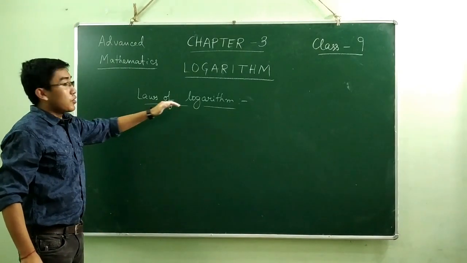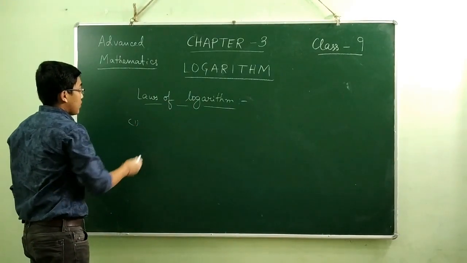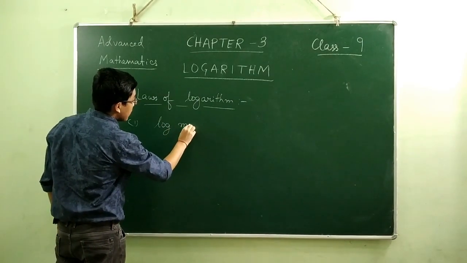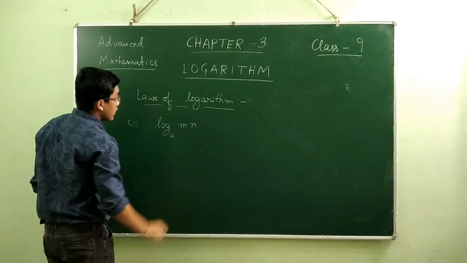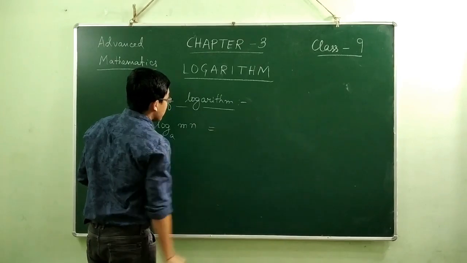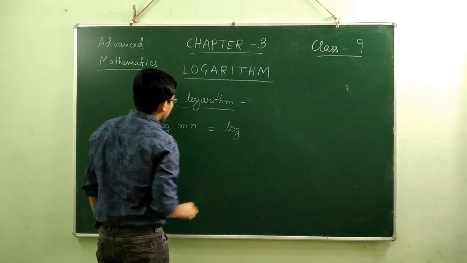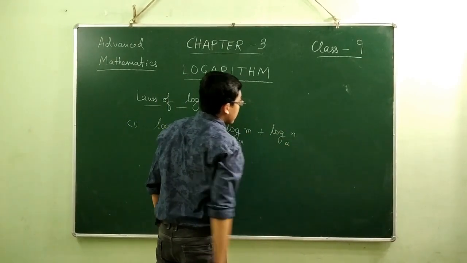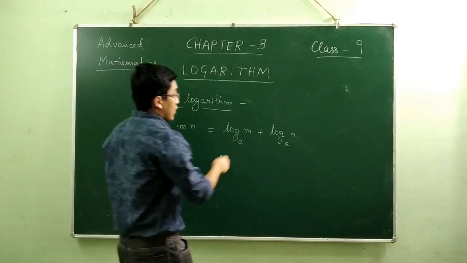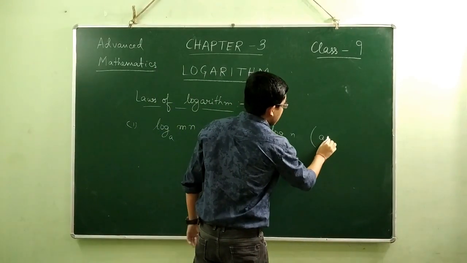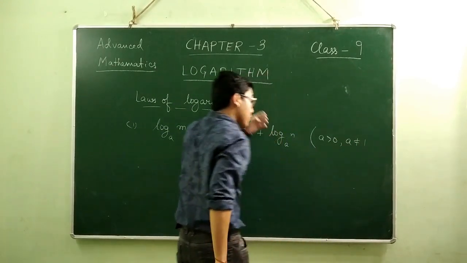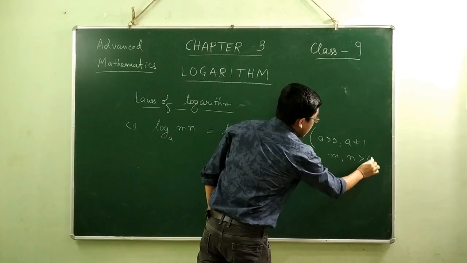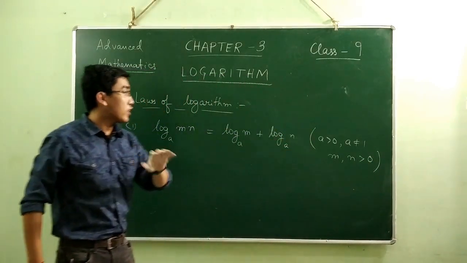Now next point, let's see some laws of logarithm. The first law says, if I take log of the product of two numbers m n with some base a, then we get log base a m plus log base a n. And by definition of log, this a is strictly greater than 0, and a should not be equal to 1, and m and n should be strictly greater than 0, and a, m, n are all real numbers.